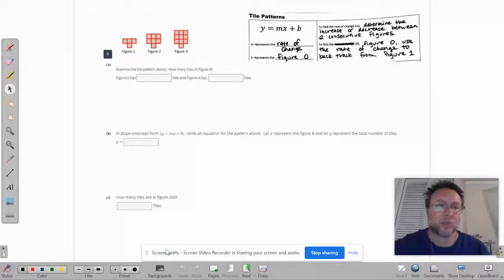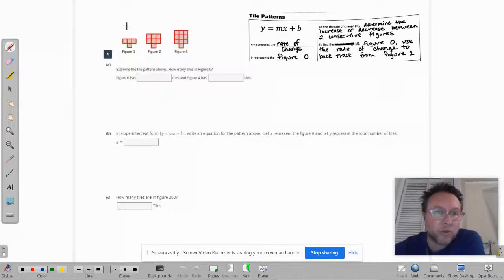All right, so taking a look at the first question, this unit dealt with patterns, and this is a tile pattern, patterns in numbers, patterns in a graph, patterns. That was our theme here. So what we want to do is, first of all, if they give us this picture, try to figure out what kind of pattern is going on here. Well, let's figure out how many tiles there are.